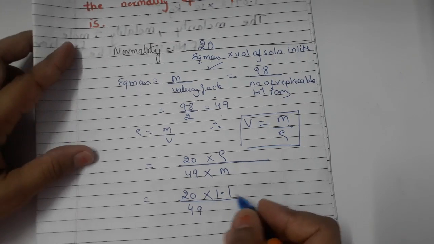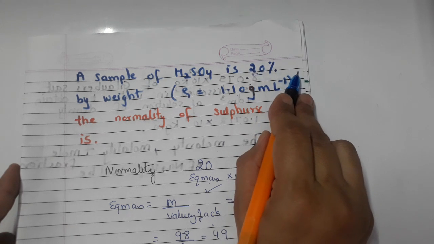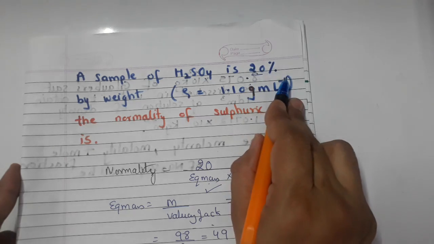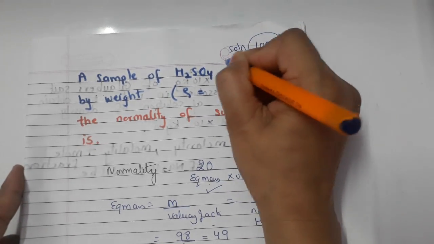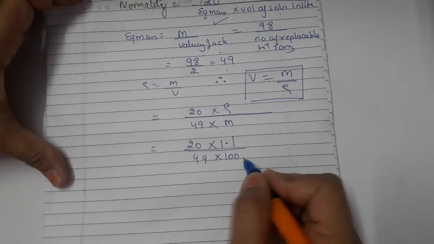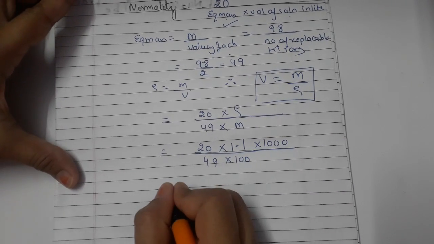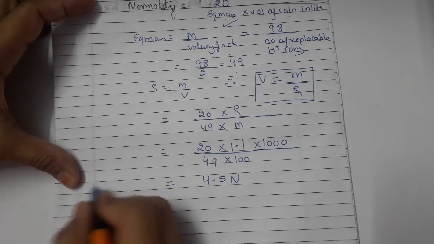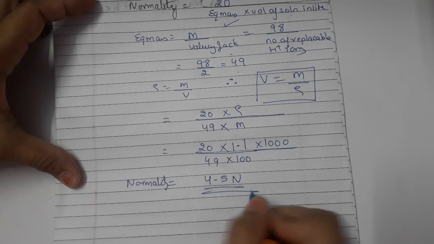Why do I write 100 grams? Because over here it is 20%, which means 100 gram is the mass of the solution, and 20 gram is the solute and 80 gram is the solvent. But we want 100 grams converted to kg, so I write 1000 over here. When you solve this, it is very easy to solve. You will get the answer as 4.5 normal. The normality of the solution would be 4.5 N.